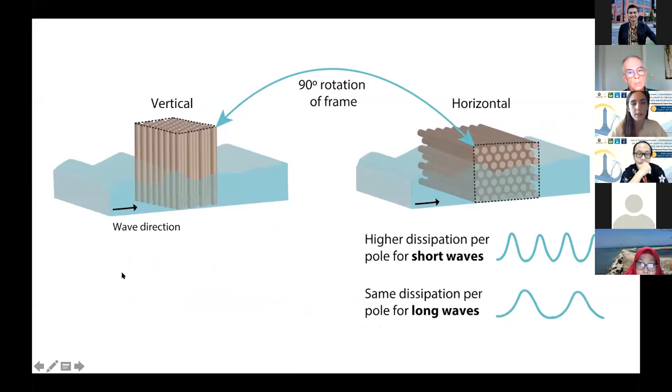What we also tested is the effect of having vertical elements and placing them horizontally. For instance, you saw previously in some of the pictures that some structures have horizontal bamboo poles, or they have the brushwood filling. And what we learned is that when you place the same element horizontally, you have higher dissipation per pole for short waves, but for long waves, the dissipation of horizontal and vertical arrangements is comparable. So basically, depending on your local conditions, having the elements horizontally may or may not be an advantage.